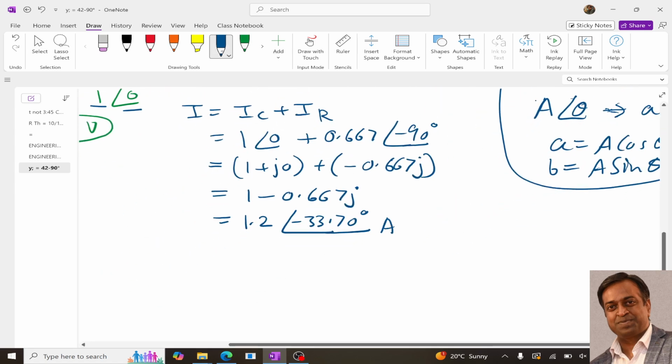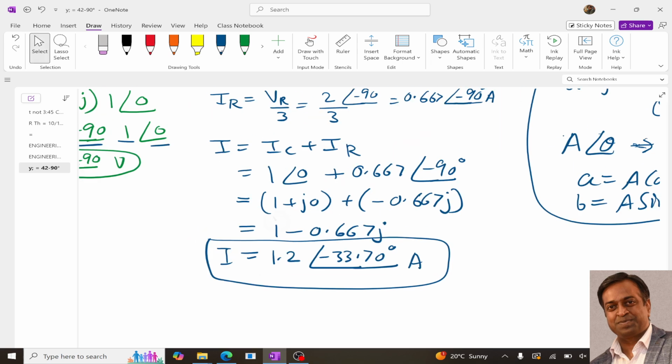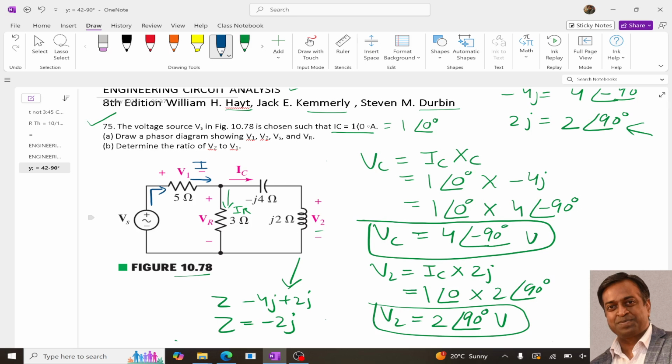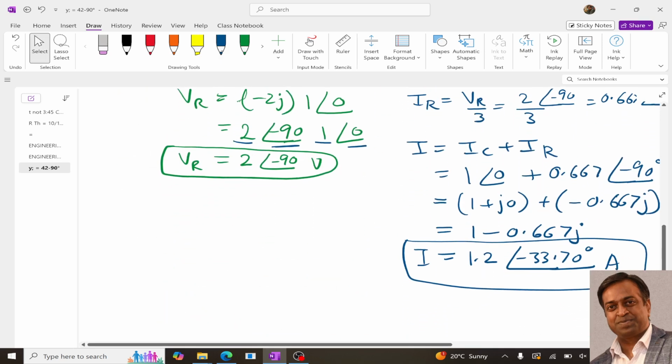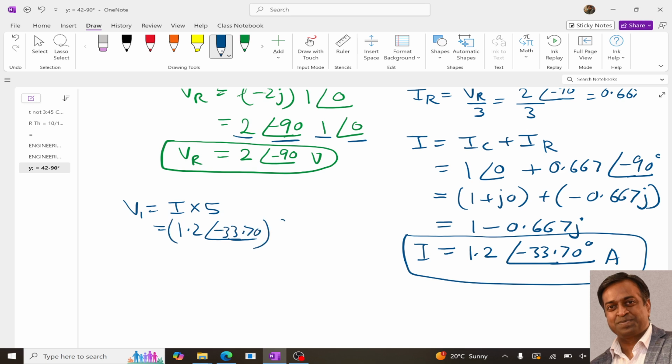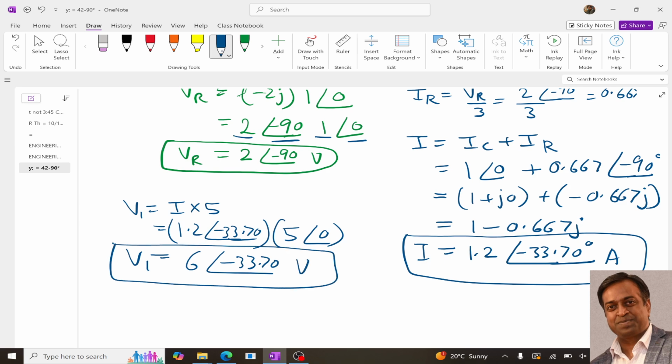So over here I got I. What is I? I is the current supplied by this voltage source, and the current that is flowing through 5 ohm. So if I is the current flowing through 5 ohm, then V1 will be I into 5. So our V1 will be I into 5. Our I is 1.2 angle, and this 5 can be written as simply this. So it is 6 angle minus 33.7. So this is our V1.